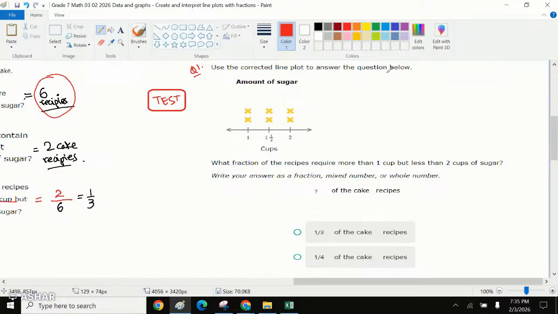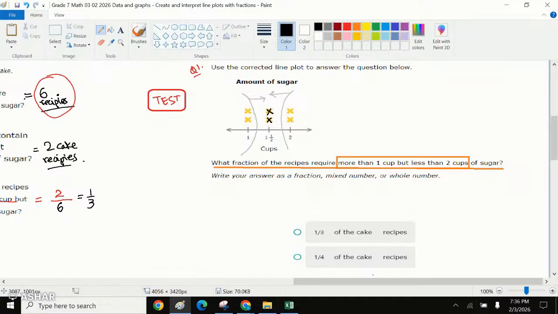Use the corrected line plot to answer the question below. Right answer, fractional mixed numbers or whole numbers. And they are asking us what fraction of the recipes require more than 1 and less than 2 cups. What do we mean by that? More than 1 would be this value and less than 2 would be this value, right? So that means how many cups used more than 1 and less than 2?